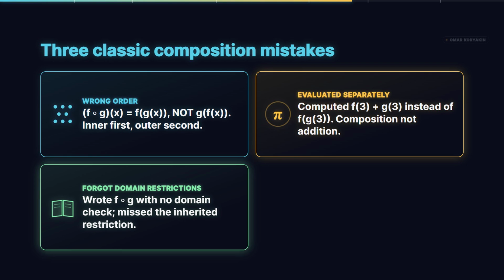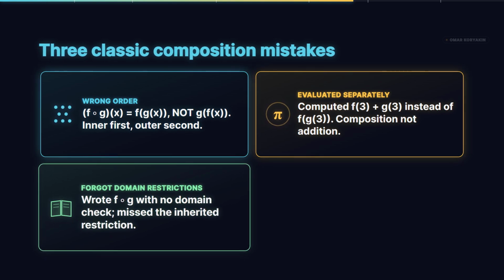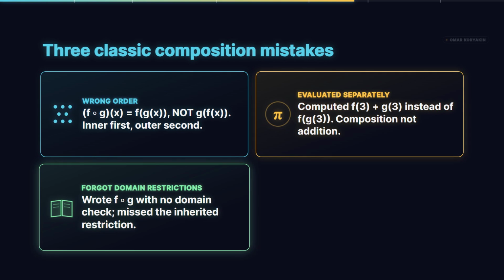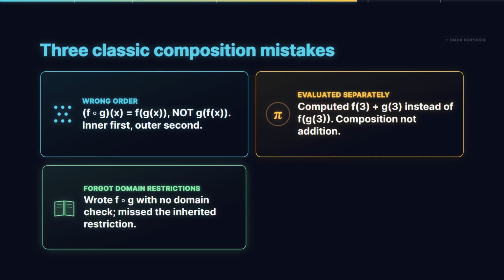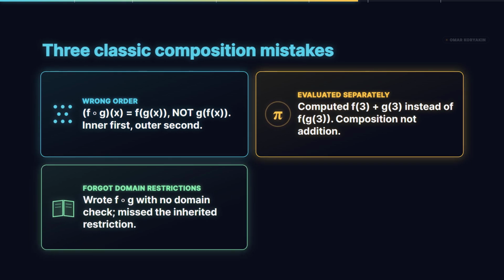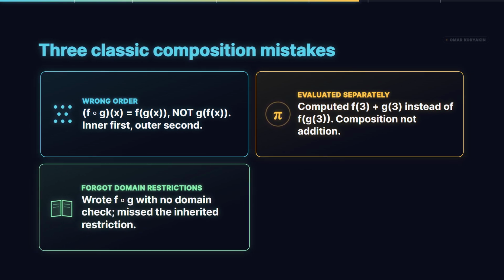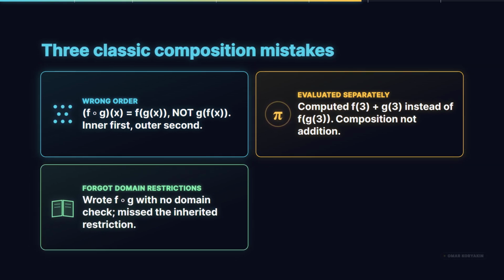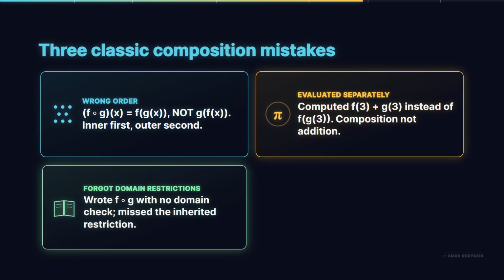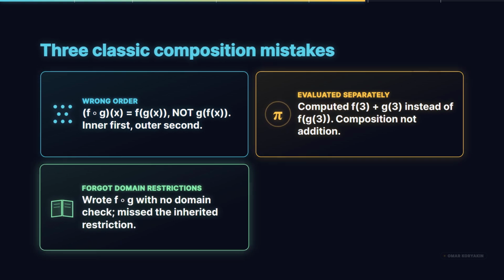Third mistake, writing the symbolic composition rule without analyzing the domain of the new composed function. A student writes f composed with g of x as the square root of x plus 1 and stops there, missing that the domain is x at least negative 1. The fix is to always check both kinds of domain restrictions on the composition, any restriction the inner function imposes on its input, plus any restriction the outer function imposes on its input, which is the intermediate value. Combining both restrictions gives the full domain of the composition.